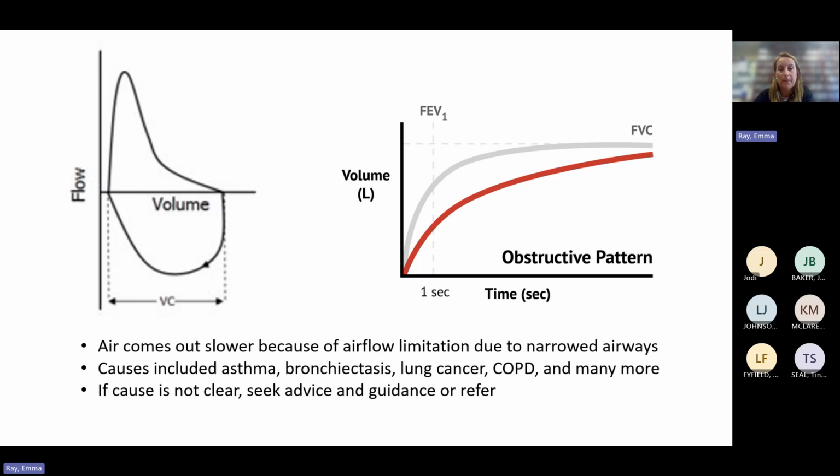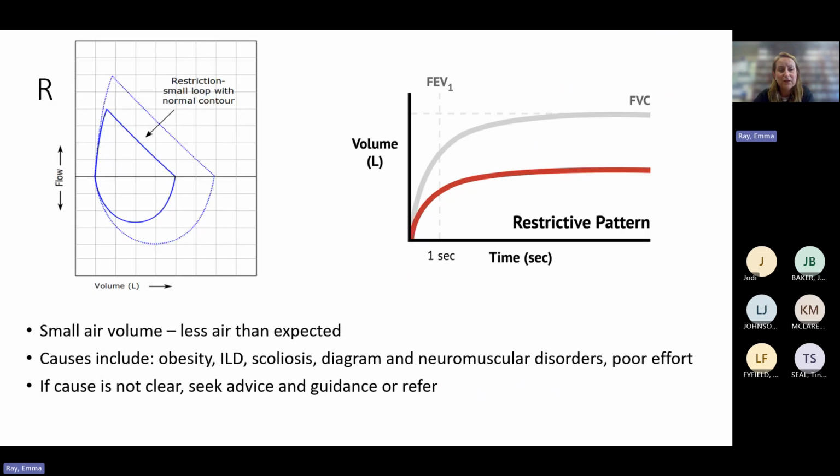So if you're not sure and you've got an obstructive spirometry anyway, you should be referring them in. Restriction just means the lungs can't inflate as much as they should do. And there's lots of reasons for this as well. Have a look at your patient if they've got a curved spine. In scoliosis, that might be one of the reasons. If they're obese, that might be a reason they've got restricted spirometry.